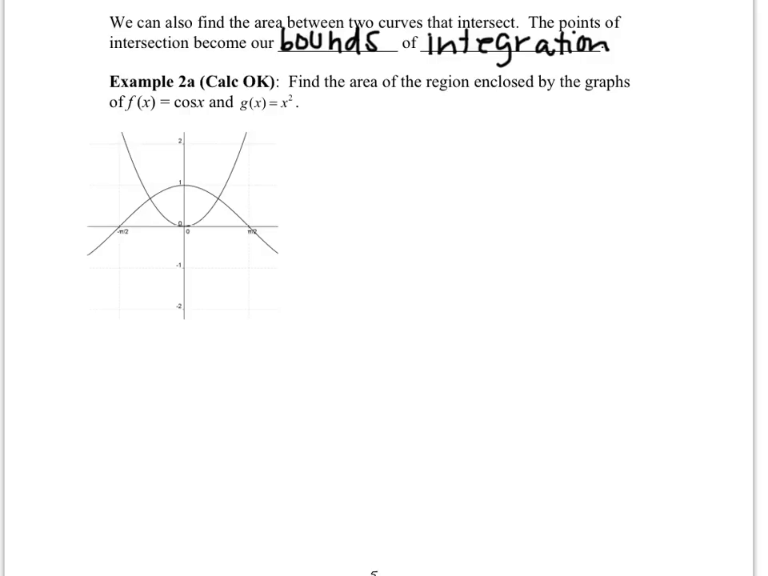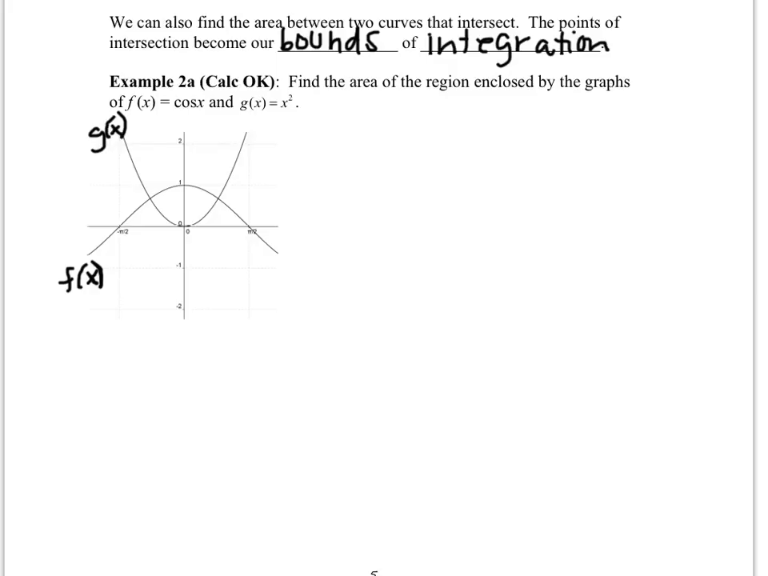So remember to be in radian mode, and when you do this graph, you'll hopefully end up with something very similar to what I have. This graph right here is my g of x. That's the parabola. This is my f of x, that's my cosine graph, and we're only looking for the area where it's enclosed by these two graphs.